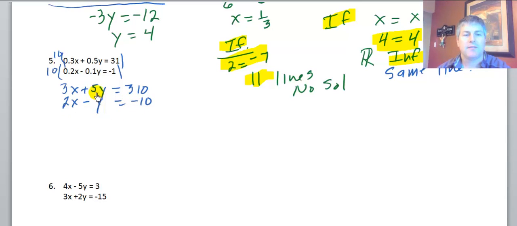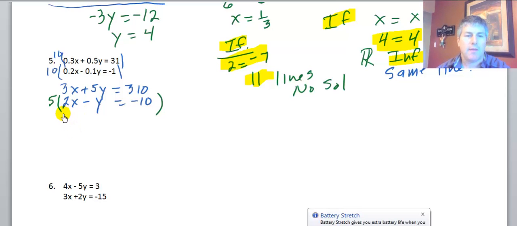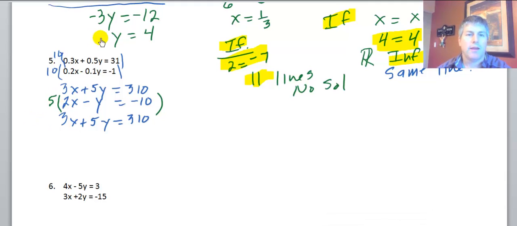So I have opposites on the y's, but not equal, so I'm going to go ahead and multiply the lower equation, the second one, by positive 5. I'll go ahead and rewrite that top equation: 3x plus 5y equals 310, and the second one, I will rewrite that one. So 5 times 2 is 10x minus 5y equals -50. And I will go ahead and add these up.